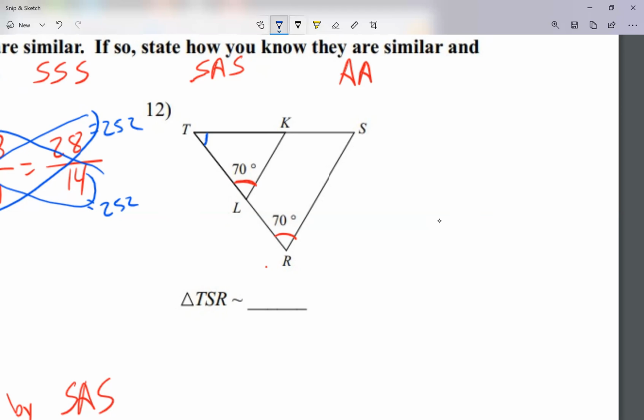Okay, so I have two angles on each triangle. That's enough because angle-angle is a rule. So the order matters now. TSR, that's the big triangle, right? TSR. And I'm going to write that as TKL. All capitals. Order matters. So TLK is wrong. So TKL by angle-angle.